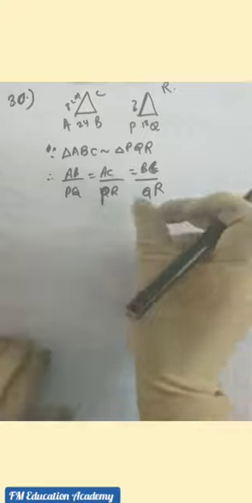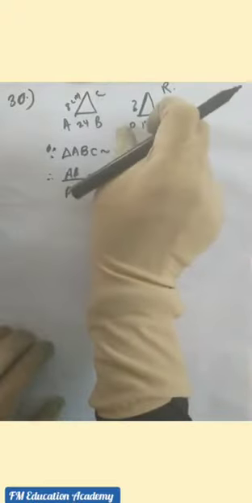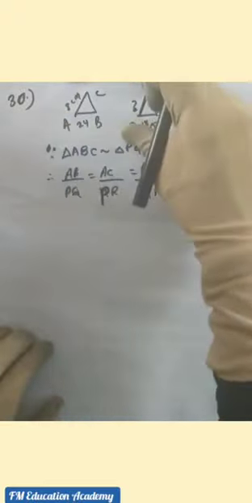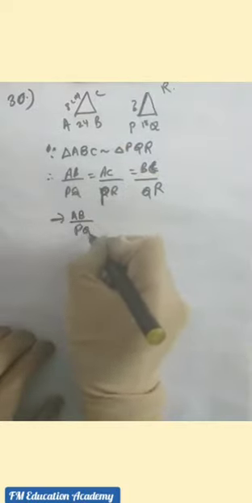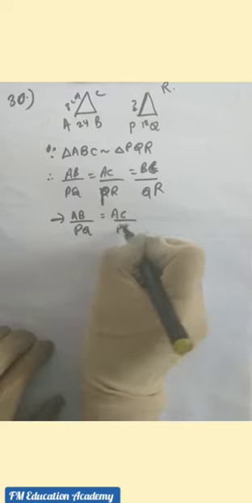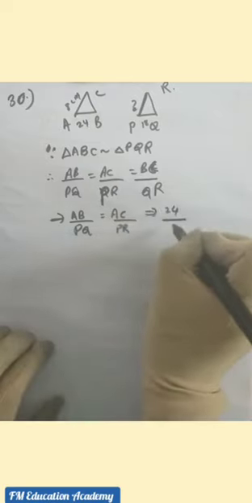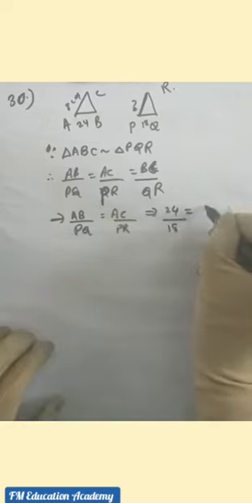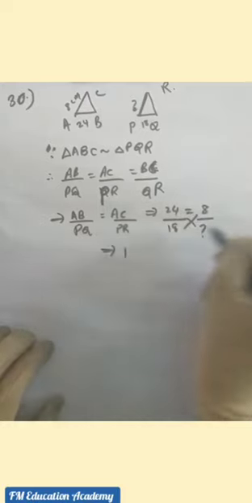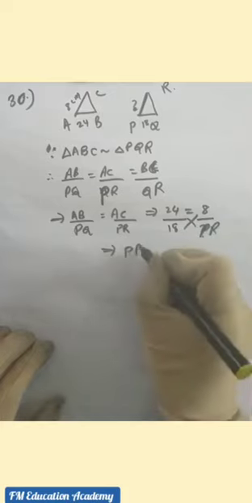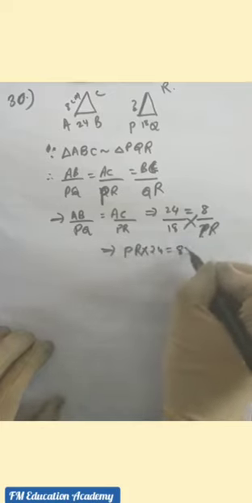So which two sides are we concerned with? We are concerned with AB, PQ, AC, and PR, because we want PR here. So we can write AB by PQ is equal to AC by PR. Substitute all the values. What is AB? 24. By what is PQ? 18 is equal to AC, given as 8, and PR is not known. So PR into 24 is equal to 8 into 18. We can write like this.